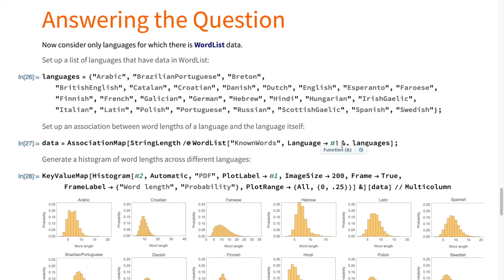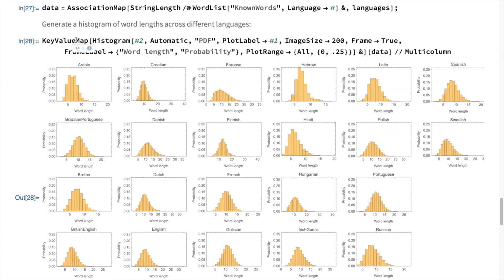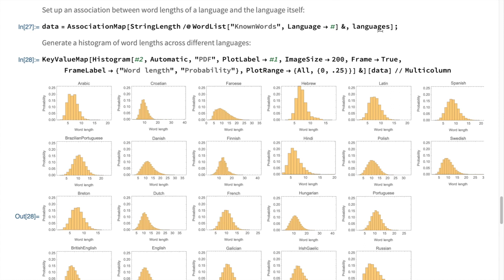To establish a pure function, it is important to have an ampersand, or the and symbol, after the pure function expression ends. To visualize this huge amount of data, I will use a histogram. This will help us see how the word lengths are distributed by language. I will use KeyValueMap, which maps a particular function onto a set of keys and values in an association. The keys are indicated by hashtag 1 and the values are indicated by hashtag 2. Once again, we're using the syntax of pure functions to help us map a general function onto our data variable.